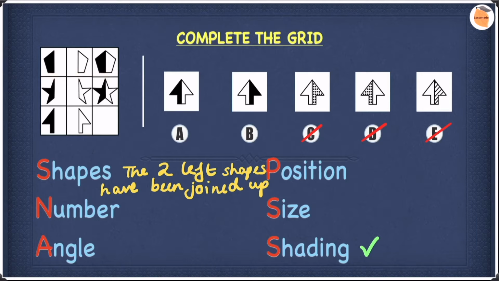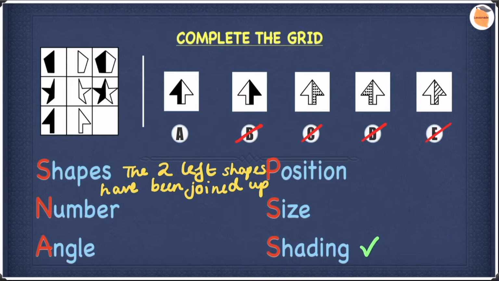For example, if the shape on the left is black and the shape on the right is white, the final shape has the black on the left and the white on the right. So in our case, the black is on the left and the white is on the right. So this means B has the white on the left and the black on the right. So B is not right. So this means we're left with A.